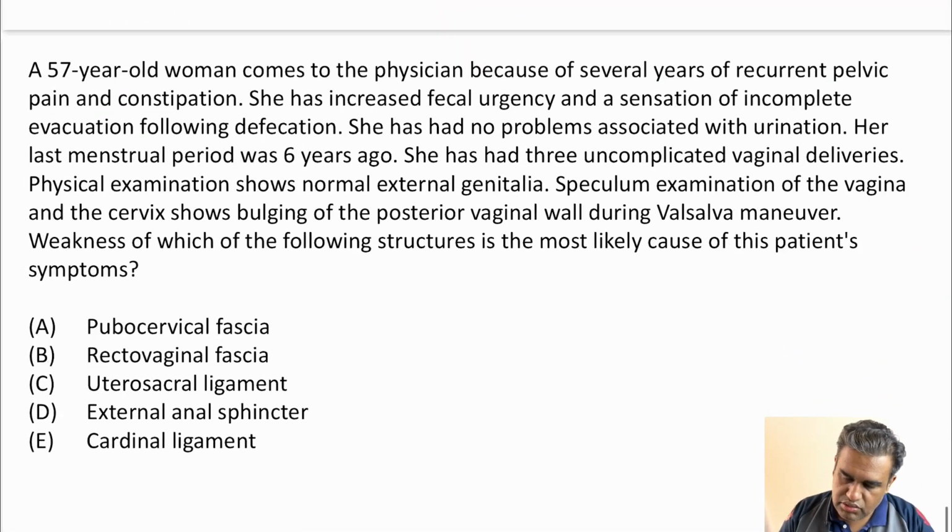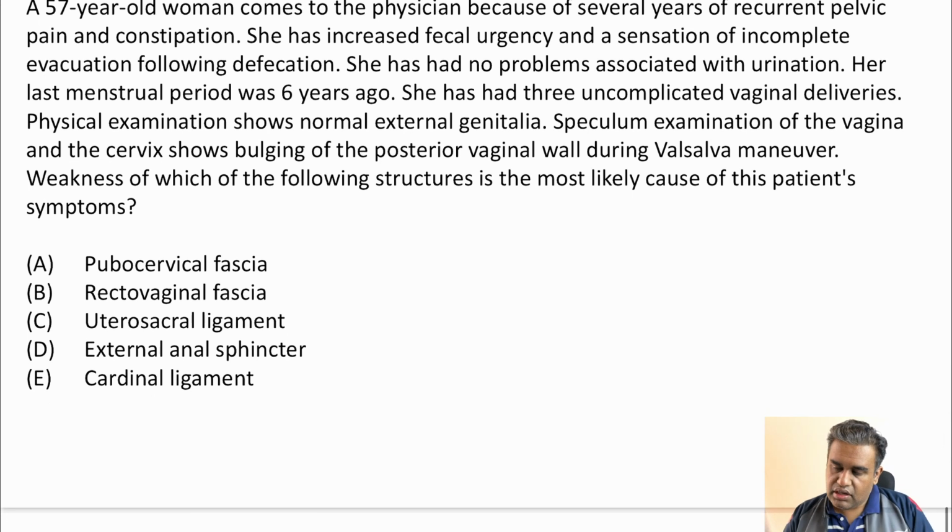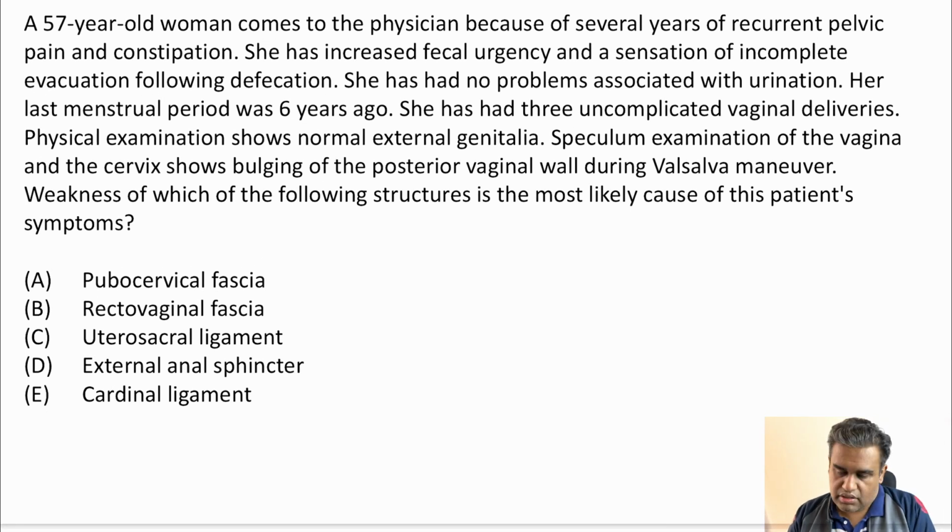A 57-year-old lady comes to the physician because of several years of recurrent pelvic pain and constipation. So 57-year-old, several years of pelvic pain and constipation. She has increased fecal urgency and a sensation of incomplete evacuation following defecation.